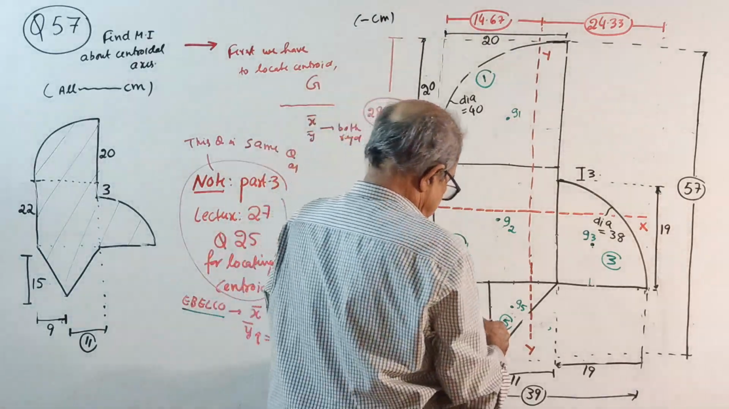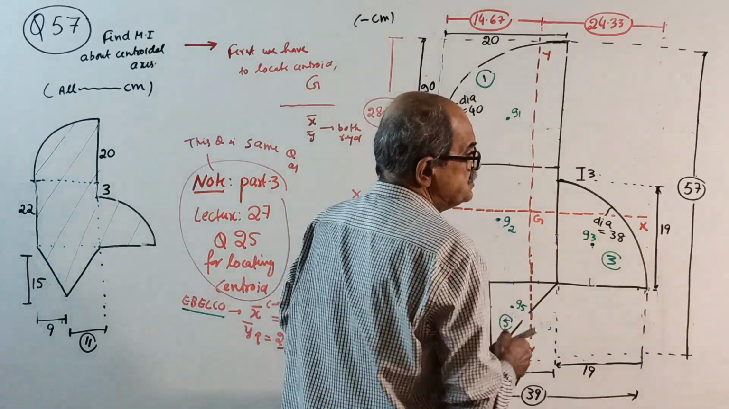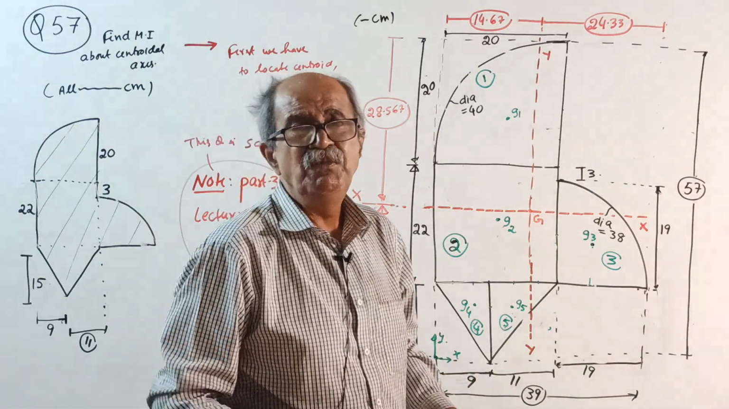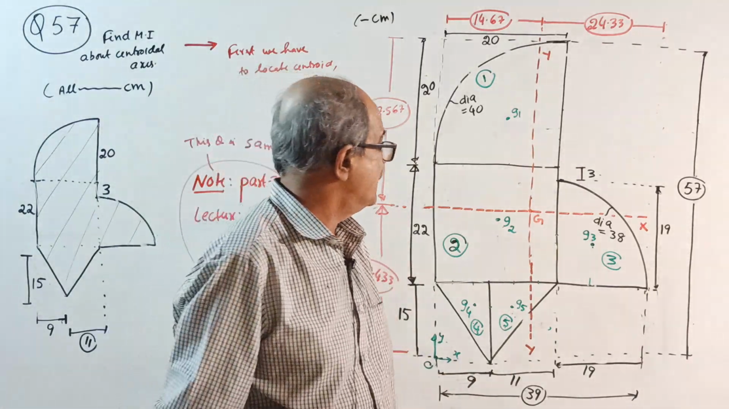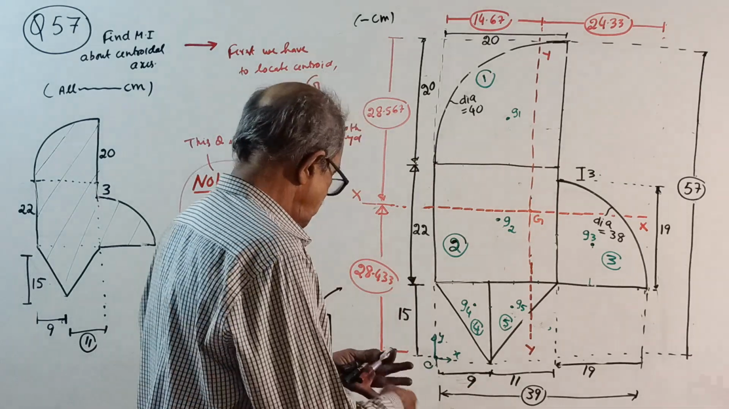Now this is the centroid G for the entire lamina. These questions all will give you a solid grip on the subject. Everything is clear. Now I will go for calculation of the moment of inertia.